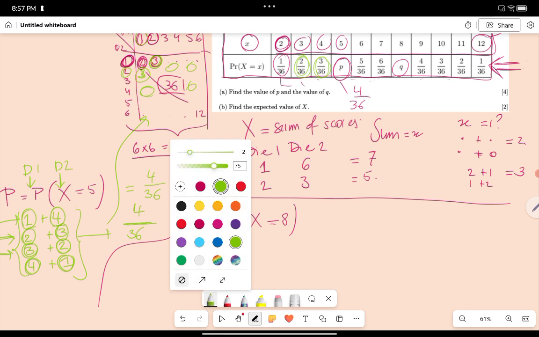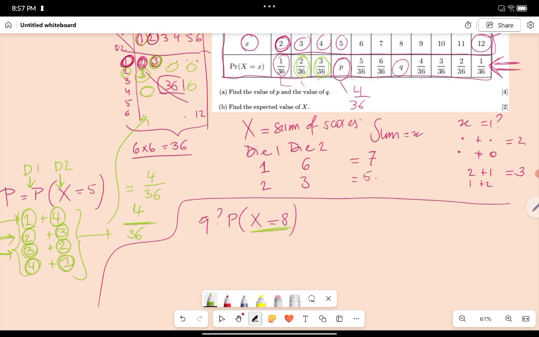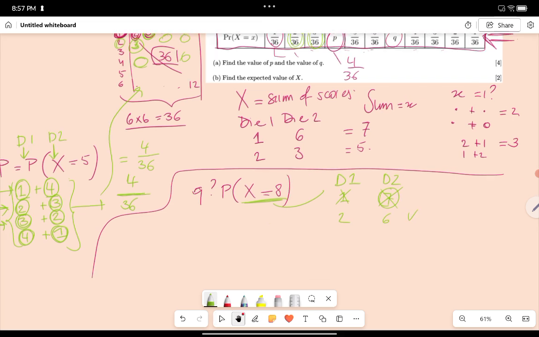x is 8. So how do we get x is 8? Well, let's have a look again. We have die 1 and die 2. Can we do 1 and 7? No, we cannot because the die starts from 1 to 6. So this is not an option, right? Can we do 2 and 6? Yes, we can. That is like a regular die.